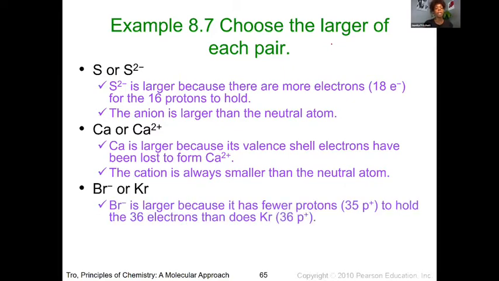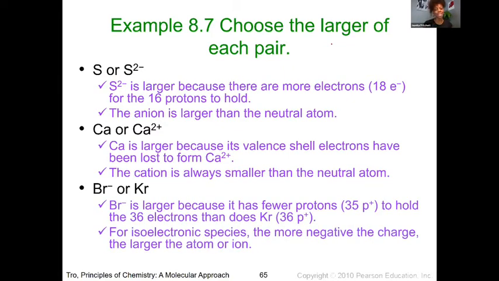Now for bromine and krypton, we're not dealing with the exact same element, but we are dealing with isoelectronic species. They have the same number of electrons because the bromine anion has gained an extra electron. With isoelectronic species, we look for who has the more negative charge, and that tells you who is larger. In this case, the bromine anion, Br minus, will be the larger of the two.